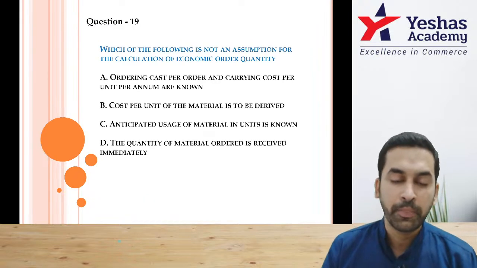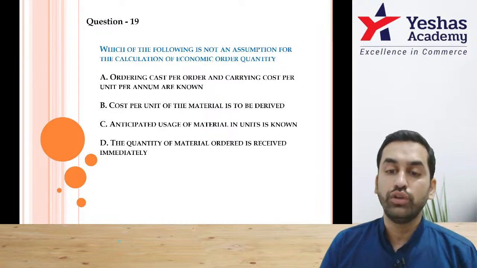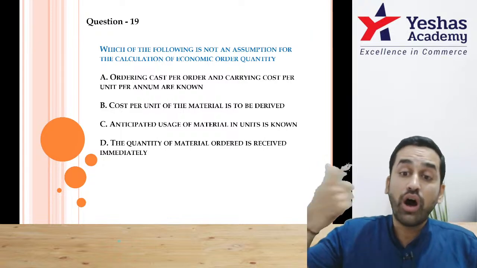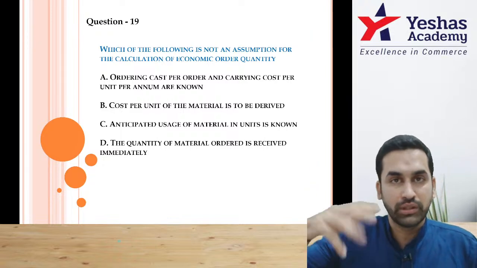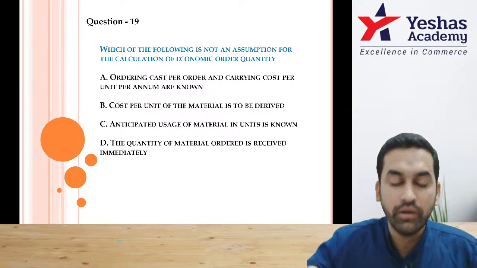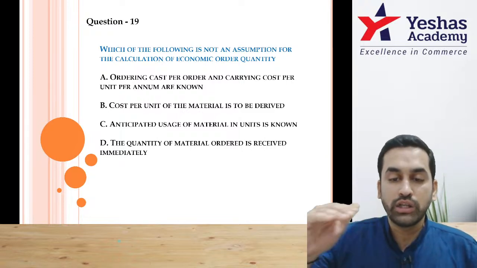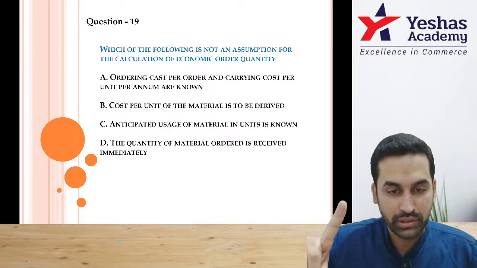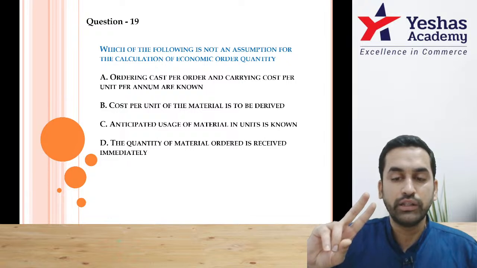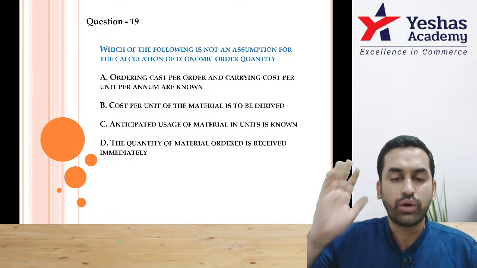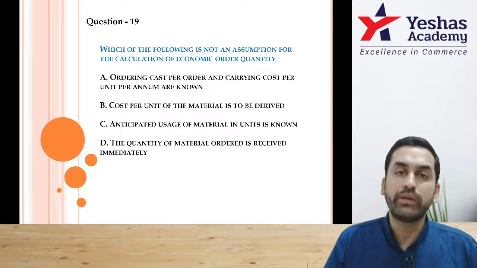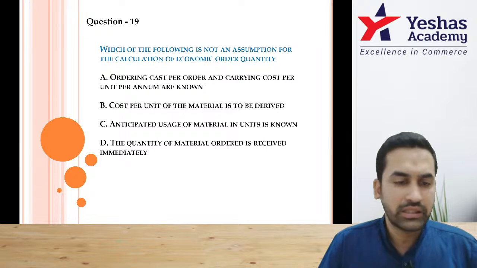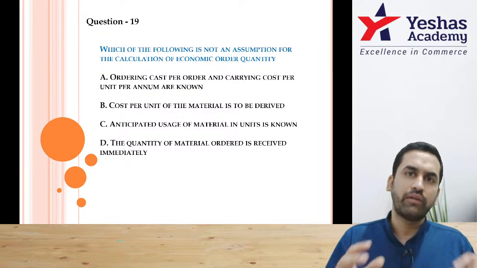Question number 19. Which of the following is not an assumption for calculation of EOQ? Read properly. They're asking which one is not an assumption. That means three assumptions are correct. Only one assumption is wrong. Let me see. A. Ordering cost per order, carrying cost per unit per annum is same. This is a valid assumption. Second, cost per unit of material is to be derived. This is wrong. Sir, cost per unit means cost per kg. Every time I buy, how much will I be paying? This we don't have to derive, we don't have to calculate.